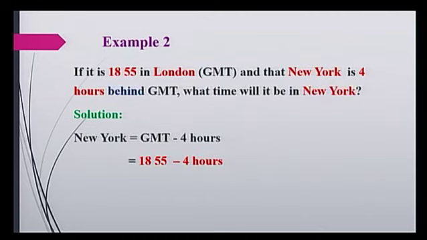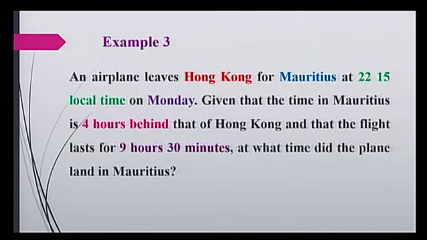So the time in New York will be 18:55 minus 4 hours, that is 14:55. We now move on to the next example. An airplane leaves Hong Kong for Mauritius at 22:15 local time on Monday. Given that the time in Mauritius is 4 hours behind that of Hong Kong and that the flight lasts for 9 hours 30 minutes, at what time did the plane land in Mauritius?